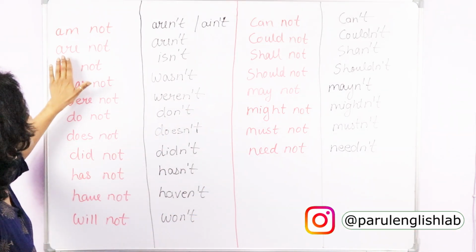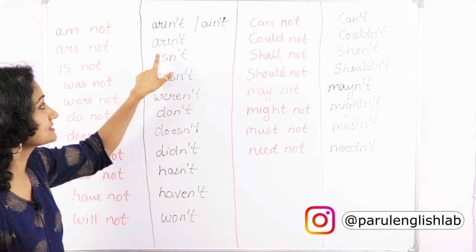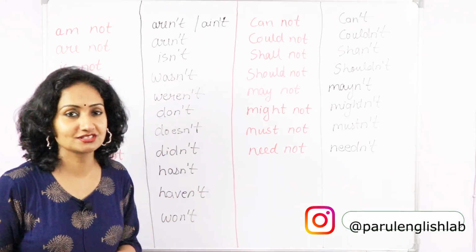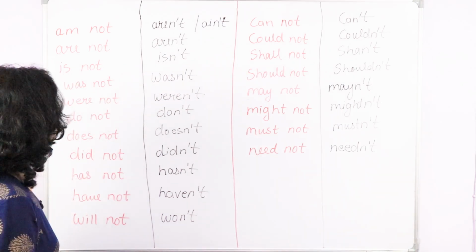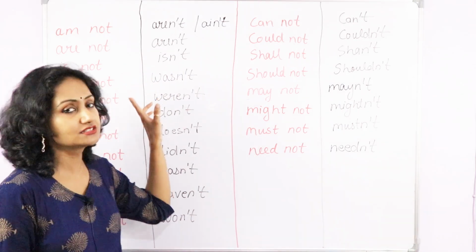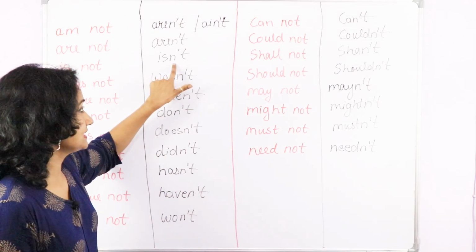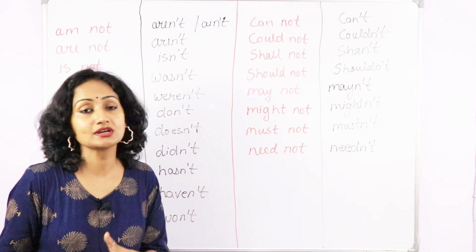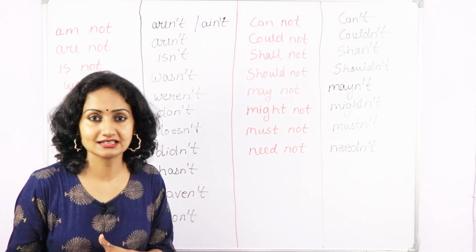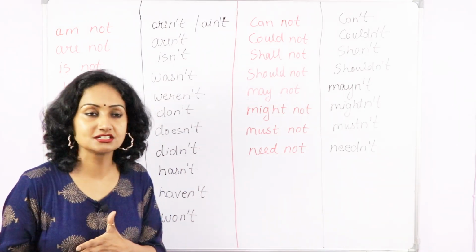Okay, next is are not. Are not has the same contraction, aren't. So these two are aren't. Next is is not, isn't, I-S-N apostrophe T, isn't. She is not dancing, she isn't dancing.